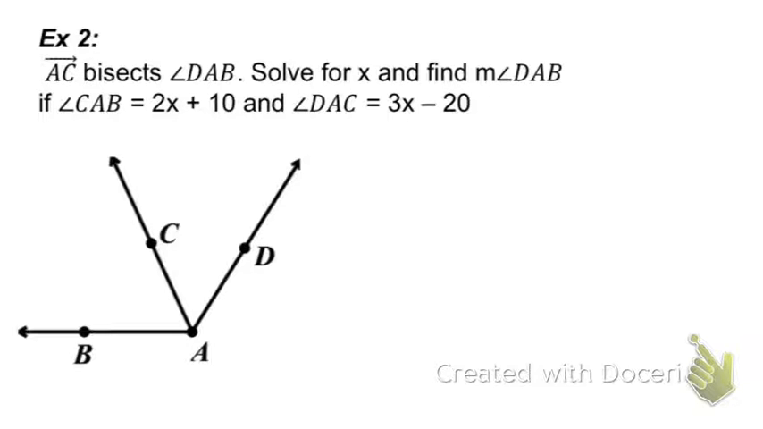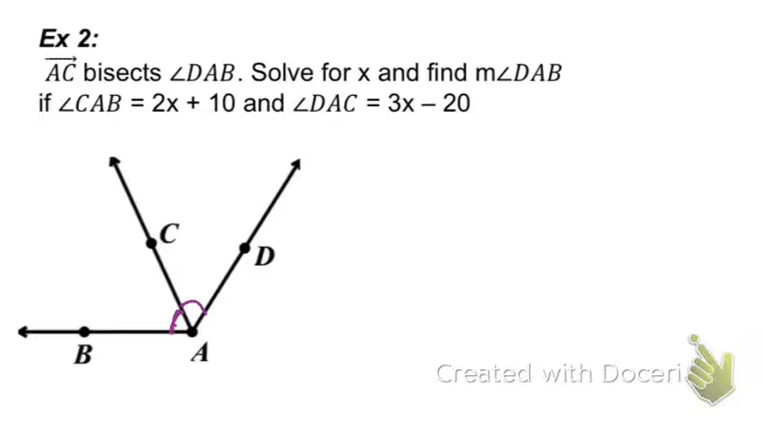Well, first things first, I'm going to label some things. Ray AC bisects angle DAB, so ray AC bisects the big angle. We said on the last slide that bisects means it cuts it in half. It's going to make it into 2 congruent angles. So we know angle CAB here on the left is going to be congruent to angle DAC, so we can mark that with 2 arcs, 1 arc on each, total of 2.